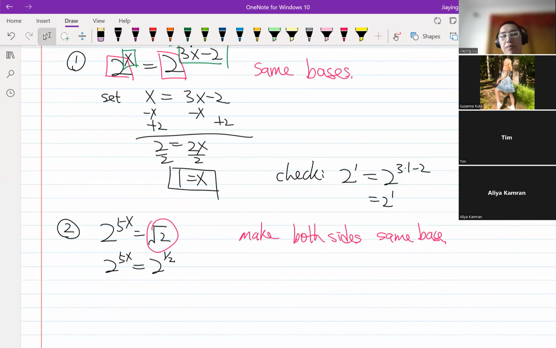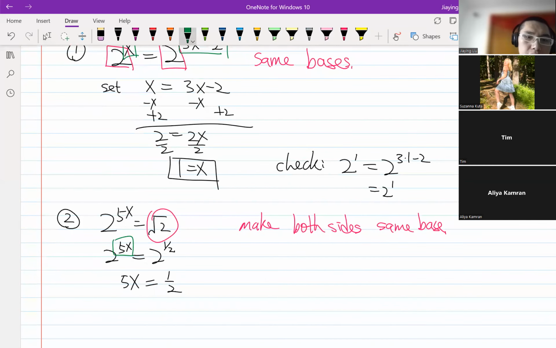And now we end up with the first example case, right? We have the same base on both sides. We just make sure the exponents are the same. 5x equals 1/2. We just set those two exponents equal to each other. Now we can solve for x. So we get x equals, divided by 5 on both sides. Now 1/2 divided by 5 is moving the 5 into the denominator. So that's x equals 1/10.